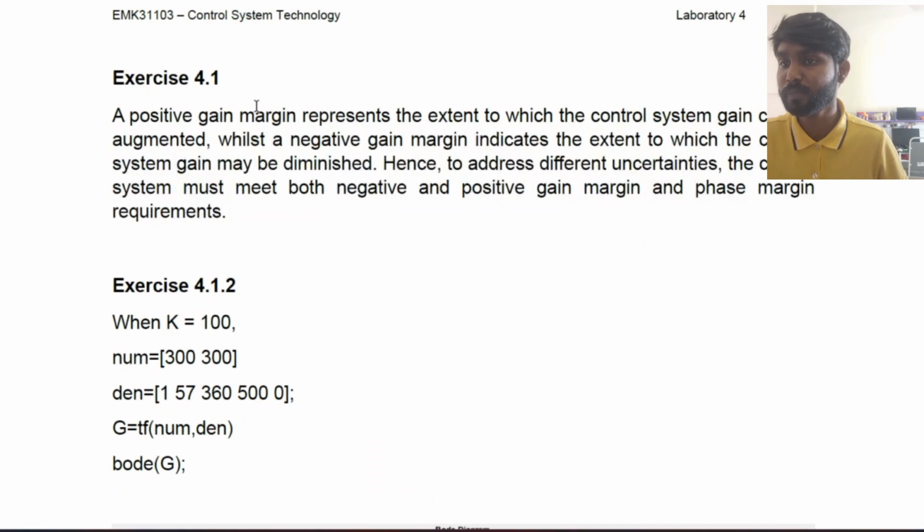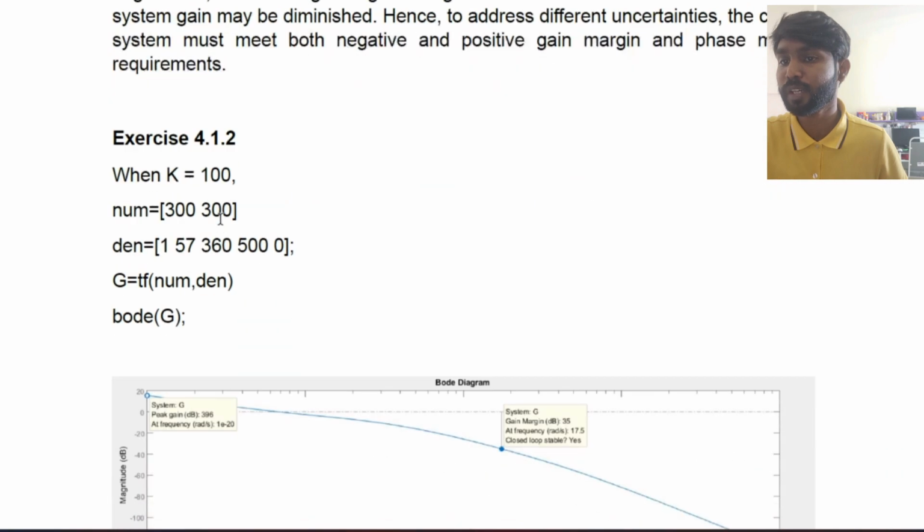As for exercise 4.1, a positive gain margin represents the extent to which the control system gain can be augmented, whilst a negative gain margin indicates the extent to which the control system gain may be diminished. Hence, the control system must meet both the gain margin and phase margin requirements. And this is exercise 4.1.2.